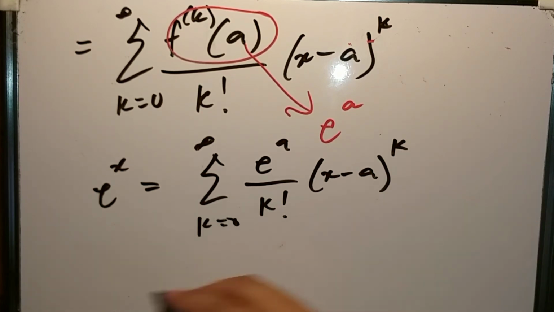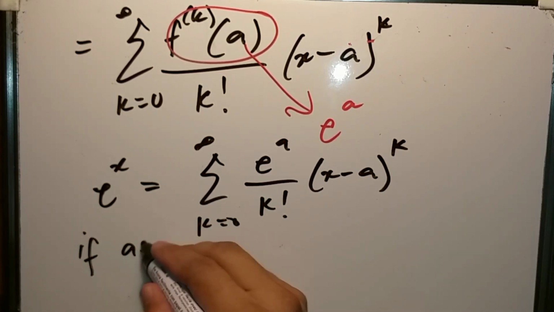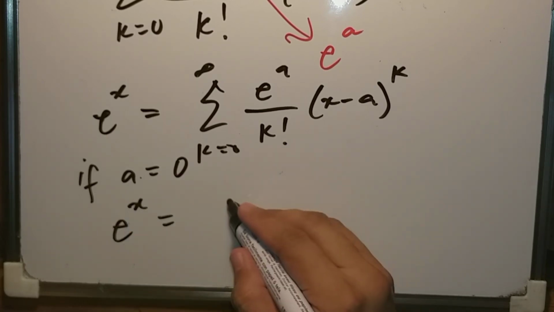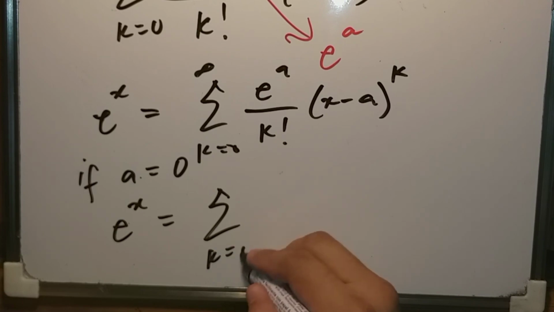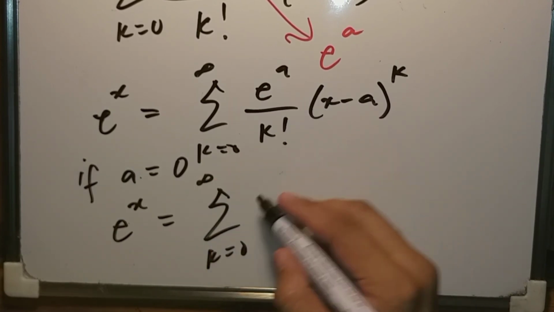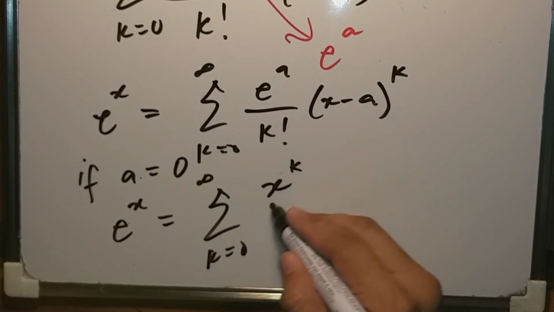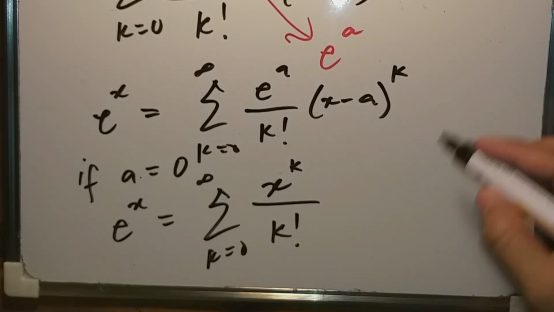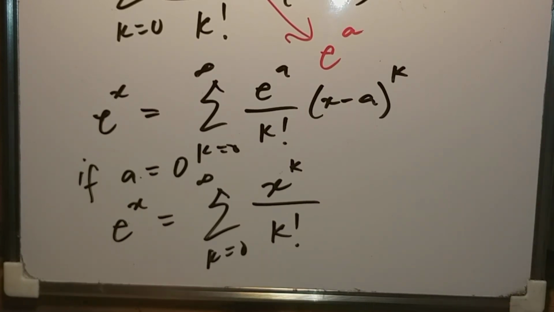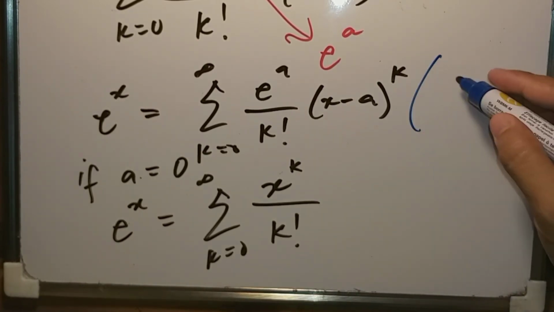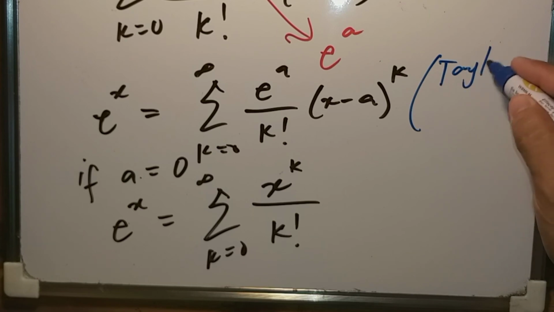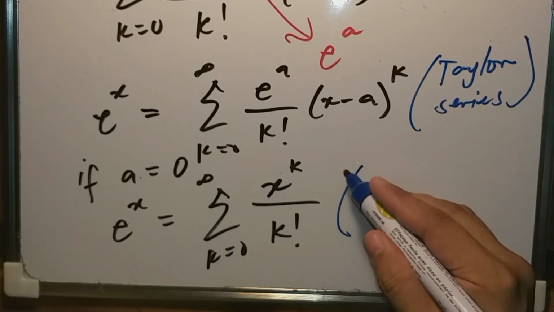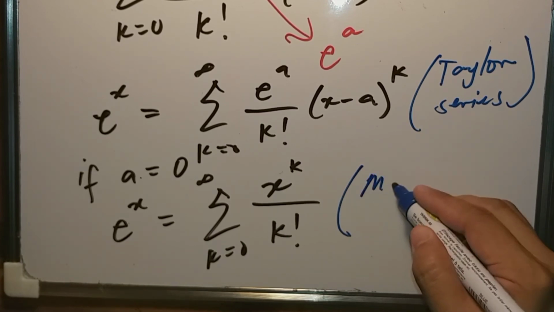Now, if a is equal to 0, e to the x would be the summation of x to the k all over k factorial. So the first expression is the Taylor series, and this expression is the Maclaurin series.